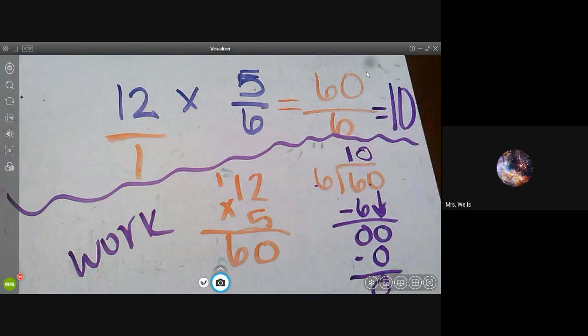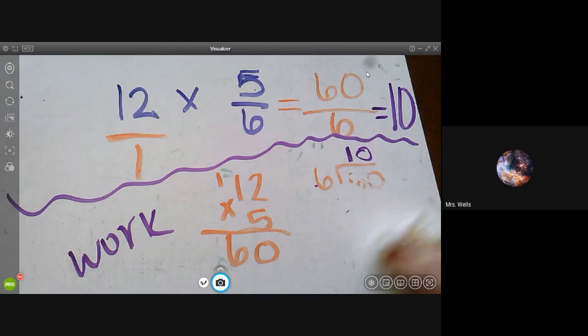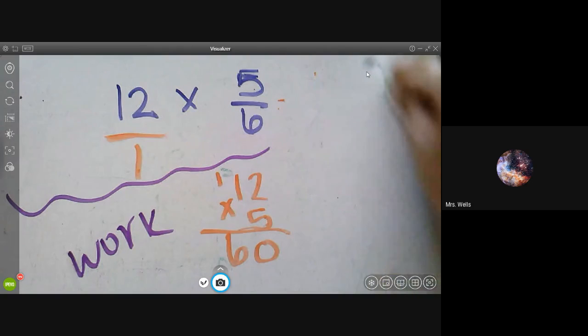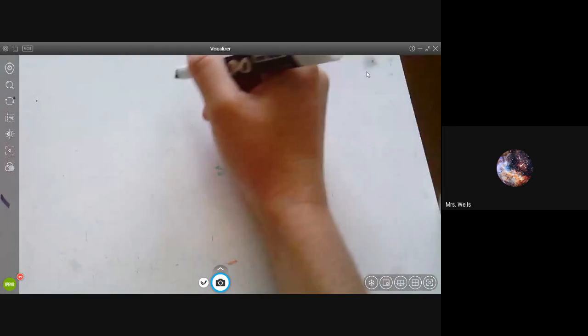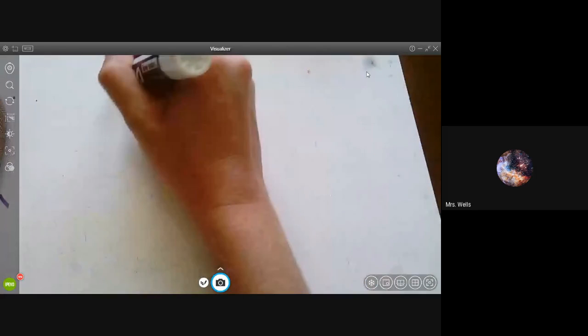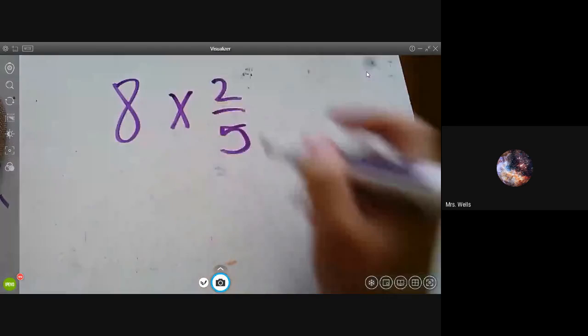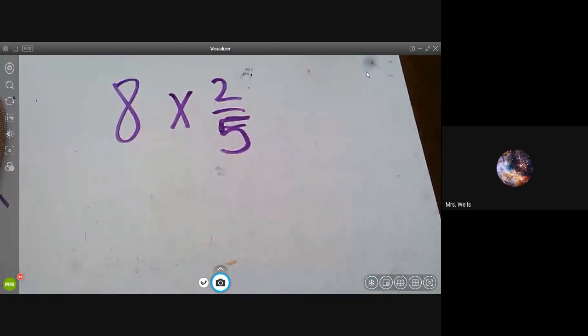Now, there are going to be times that you will have a mixed number as your answer. So you might have something that looks like this. And these are from the book. I'm just taking examples straight from the book. So I have 8 times 2 over 5. Now, I can do this.